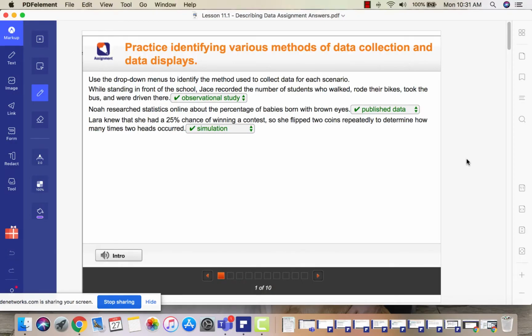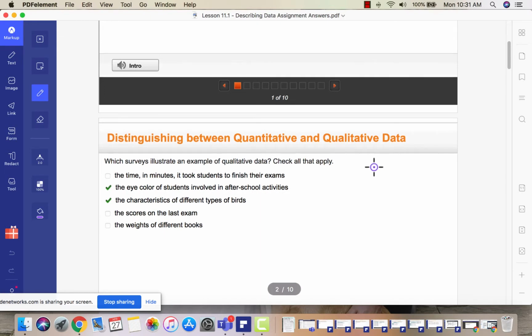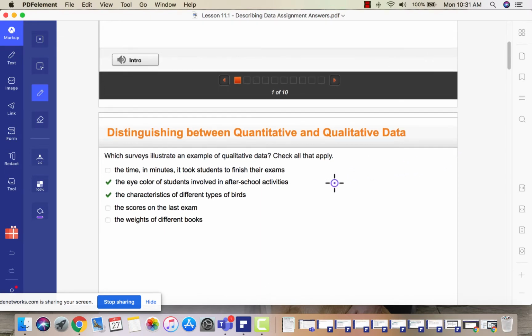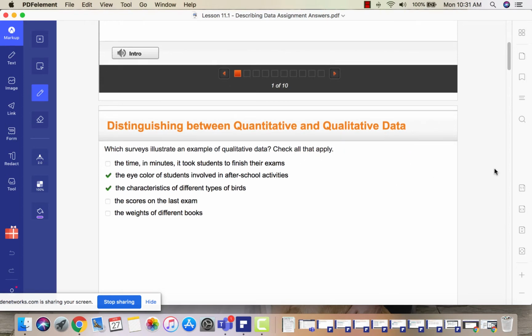So I'm going to answer the 11.1 question 2. It says, which survey illustrates an example of qualitative data? Check all that apply. Remember that qualitative data has to do with qualities, things that do not have to do with numbers, like characteristics of something. So the minutes it took a student to finish the exam is quantitative. That's something that can be measured.